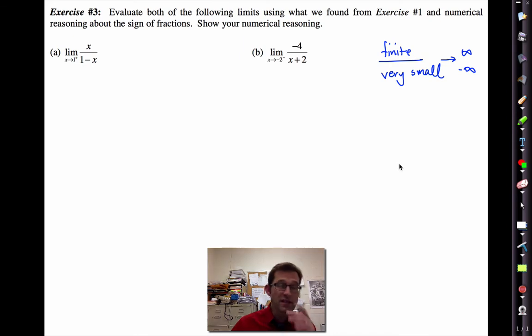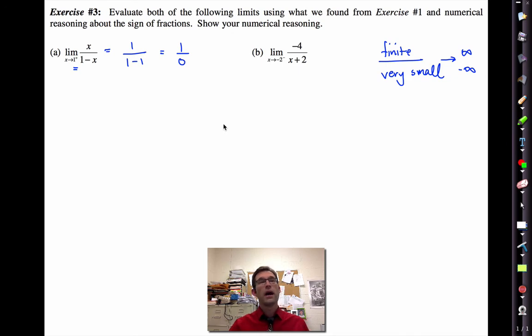So let's take a look at these. These are directional limits. Take a look, right? The limit of x divided by 1 minus x as x goes to 1 from the right. Now if we just did substitution, which we do on a lot of limits, we would get something that looks like this.